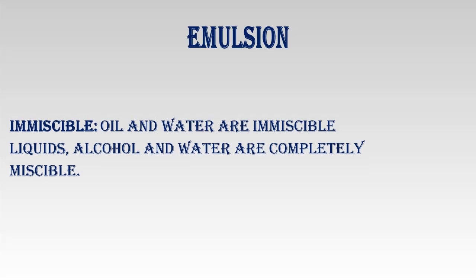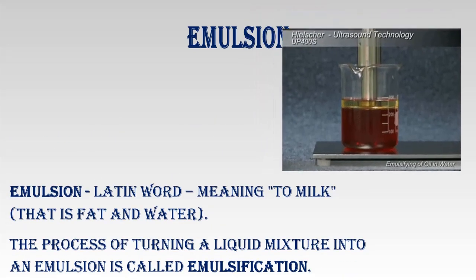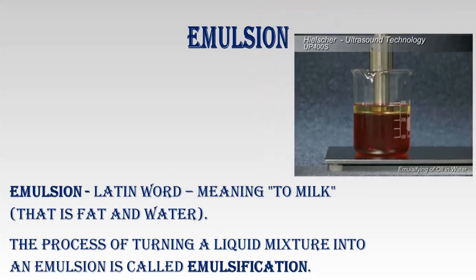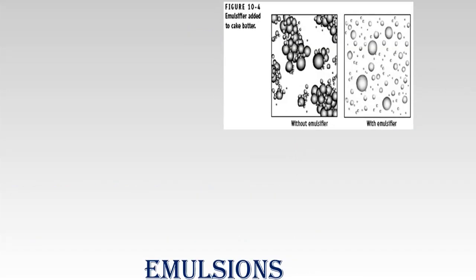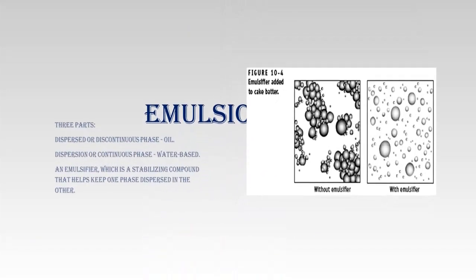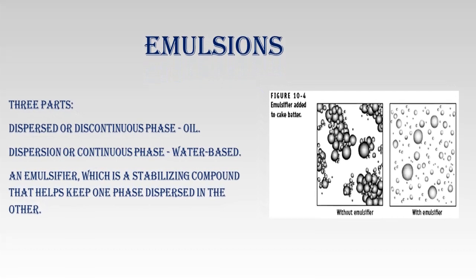Let's see the definition for an emulsion. It is a colloid of two or more immiscible liquids where one liquid contains a dispersion of the other liquids. It is a special type of mixture made by combining two liquids that normally don't mix. Emulsion is a Latin word meaning to milk, that is fat and water. The process of turning a liquid mixture into an emulsion is called emulsification. This picture shows the dispersion of two phases with emulsifier and without emulsifier.